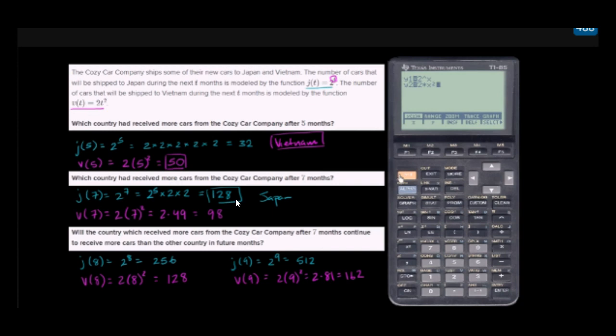Now let me set the range. So let's say x starts at 0, and then let's say it goes up to 10. The x scale could still be 1. Now y's minimum, let's say this will start at 0, and then y max, let's go with 1,000. Let's make the y scale 100.